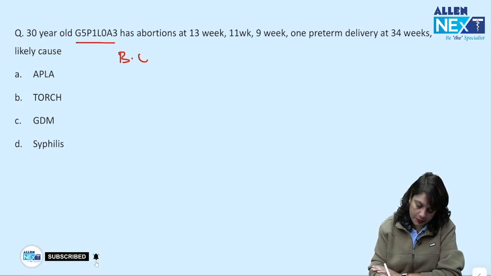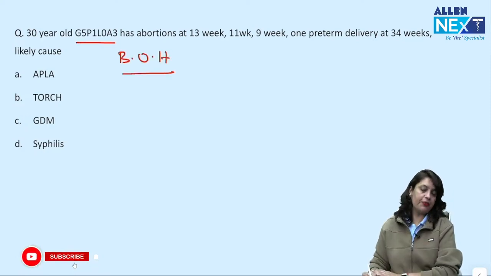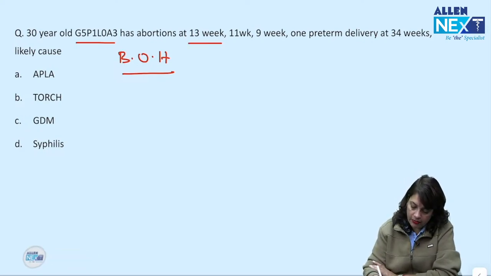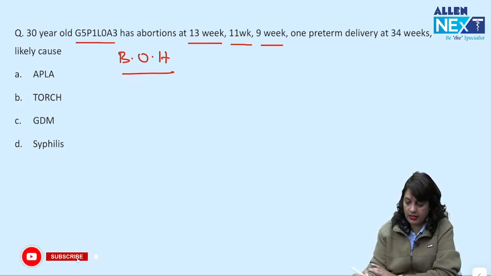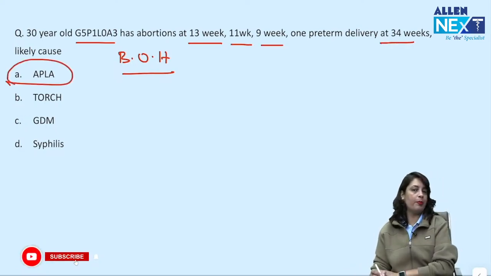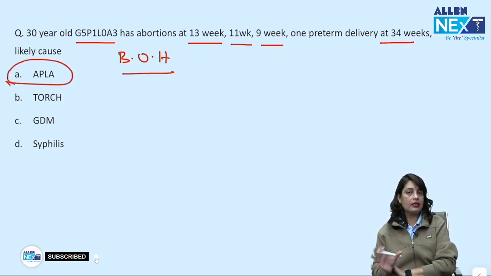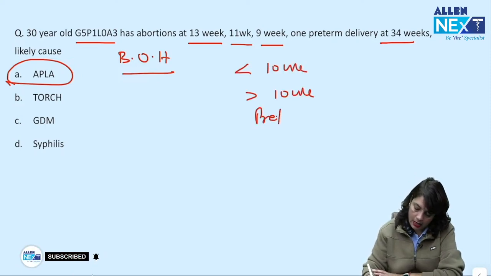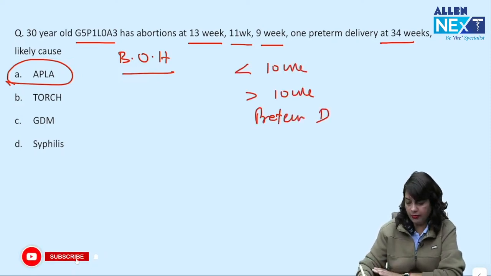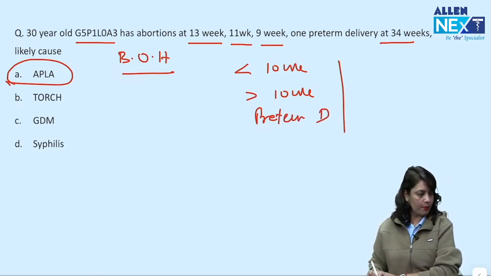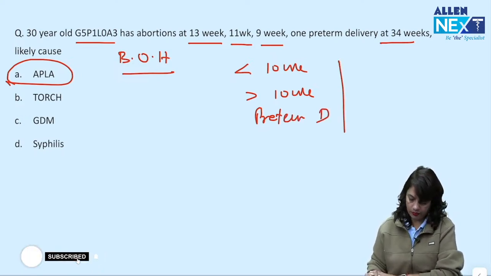Next, 30-year-old female, G5P1L0, that is bad obstetric history. This is her 5th pregnancy, 1 was a stillbirth and 3 are abortions. She had 13 weeks, 11 weeks, 9 weeks abortions plus a preterm delivery. This is antiphospholipid antibody syndrome. Classical presentation: abortion less than 10 weeks, abortion more than 10 weeks, and a preterm delivery. So, all these 3 are present. This is antiphospholipid antibody syndrome.